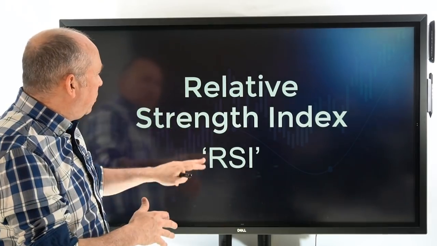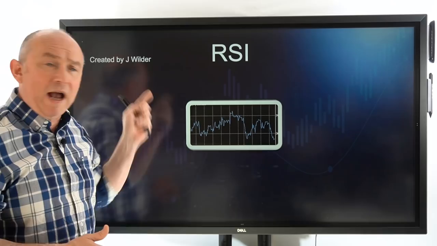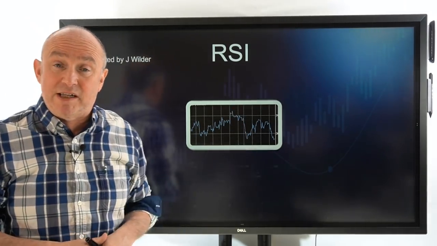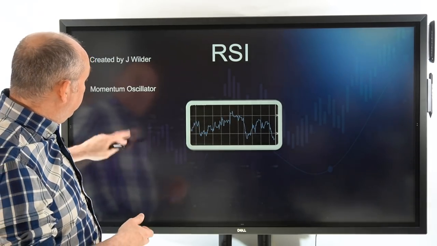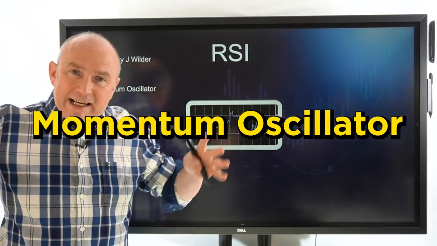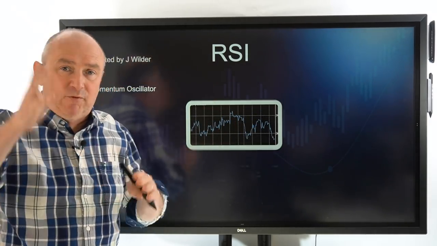Right, okay, so let's have a look. The RSI indicator was created by a guy called James Wilder back in the 70s. I'm not sure you really need to know that, but there you go. I'll put it on the slide anyway, just in case you're interested. Okay, it is a momentum oscillator. Momentum basically meaning gauging the speed of a move, and it obviously ranges between levels. More about that in a second.